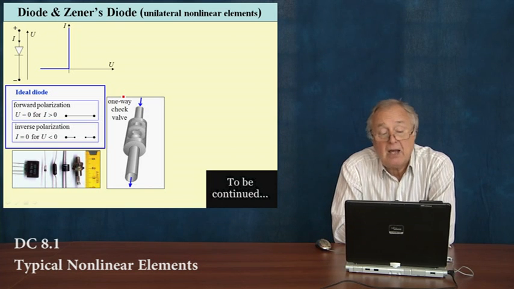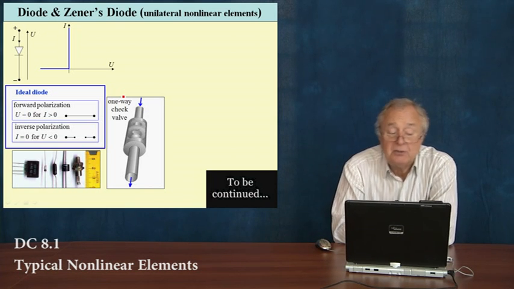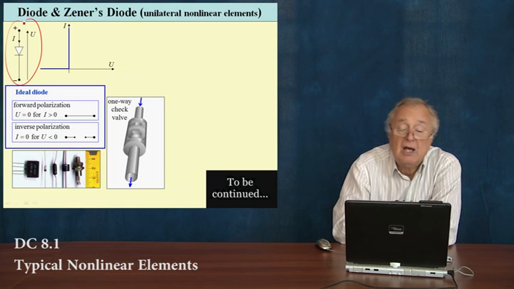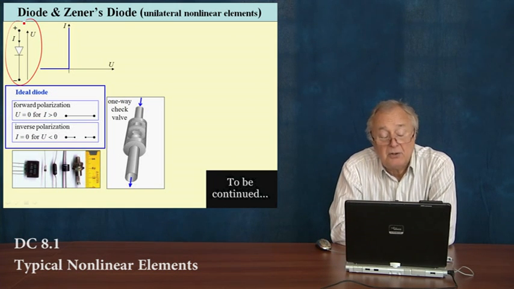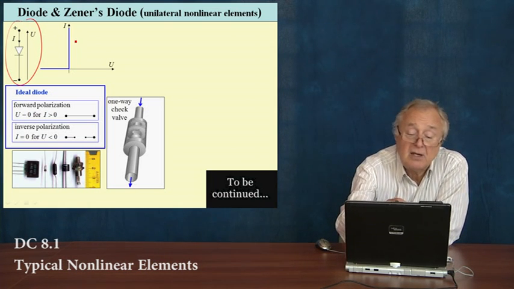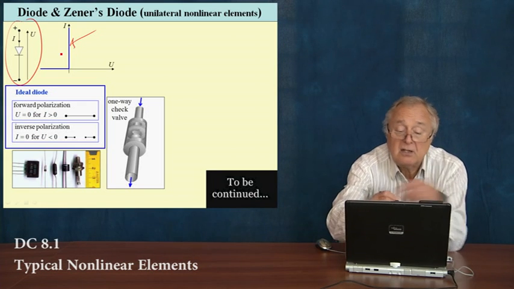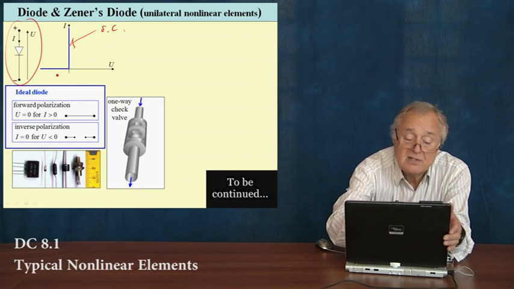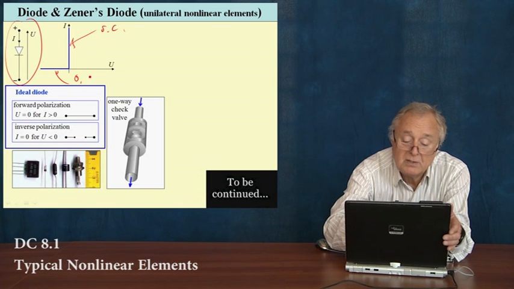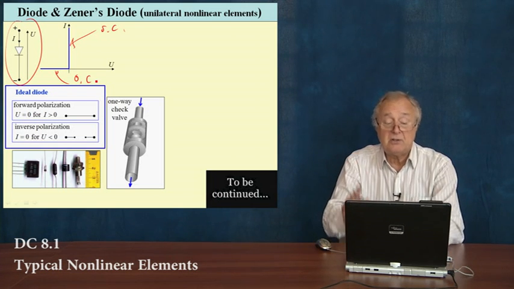So this is the relationship for an ideal diode. It is a schematic description, and in blue we have an ideal diode. We may distinguish two segments: forward polarization, U equals 0 and current greater than 0, and then inverse polarization, which is I equals 0 and U less than 0. So this segment is just a short circuit, and this segment is just an open circuit. This is an ideal diode.